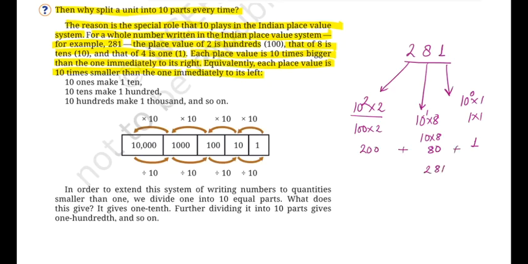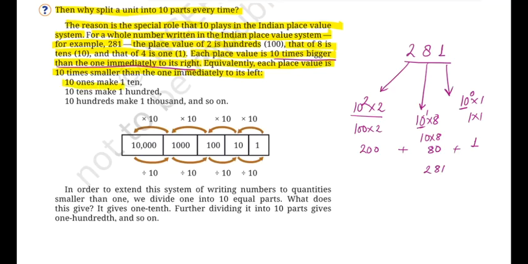So this is a system. If you consider that every place is increasing by 10 towards the left and decreasing by 10 towards the right, that means every number is 10 times bigger than the number on its right. Each place value is 10 times bigger than the one immediately to its right. And hence we use this Indian national system, इसीलिए we always try to divide the parts into 10 units.